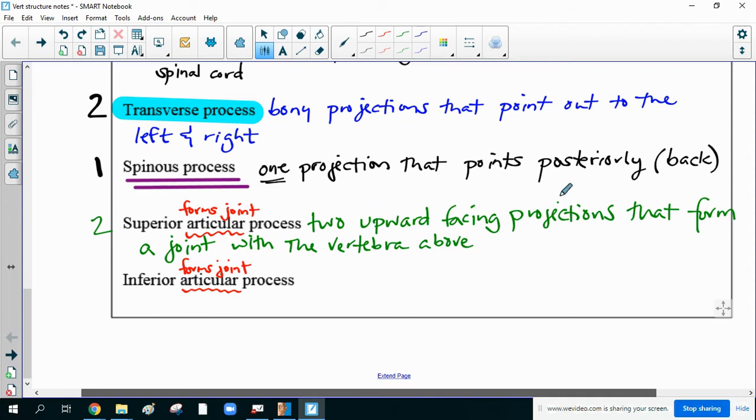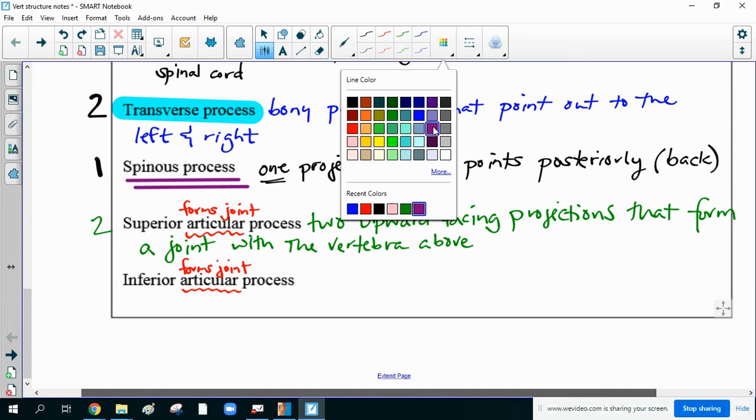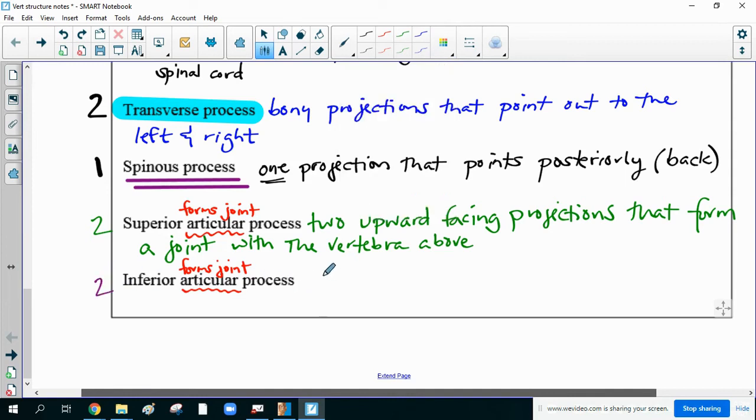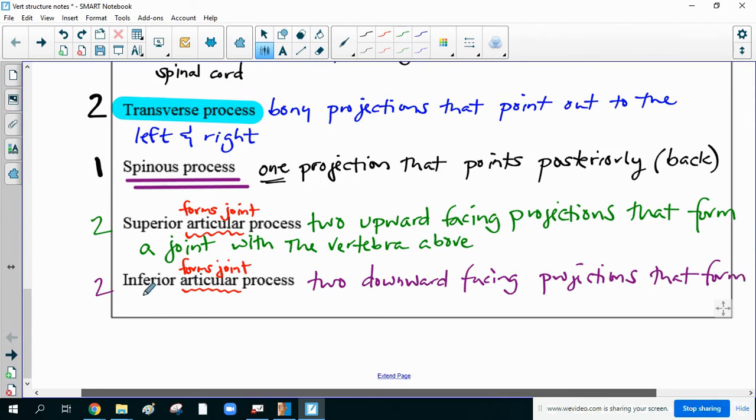And then almost the exact same definition down here. The only thing that we're going to change is what? Two, not upward, downward facing projections that form a joint, well, technically two, one on one side and one on the other, right? With the vertebra not above, they point down, so they're going to make a joint with the vertebra below.